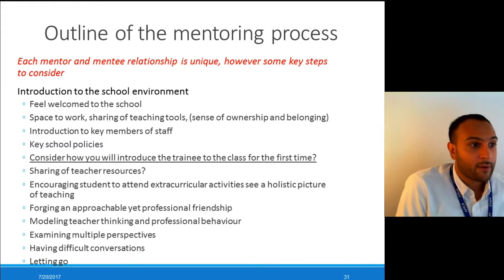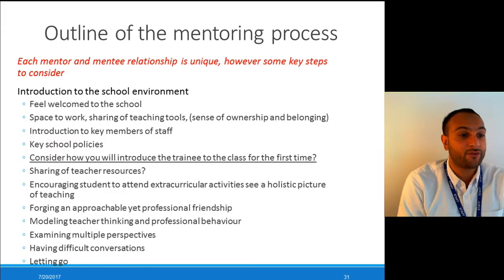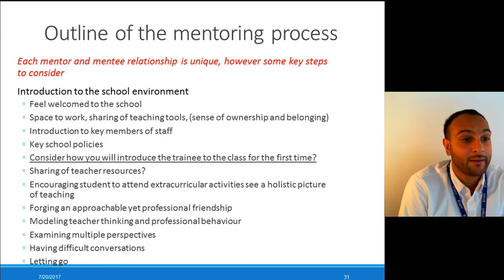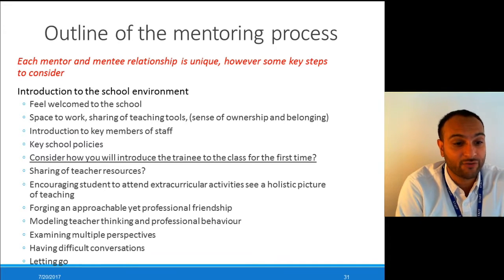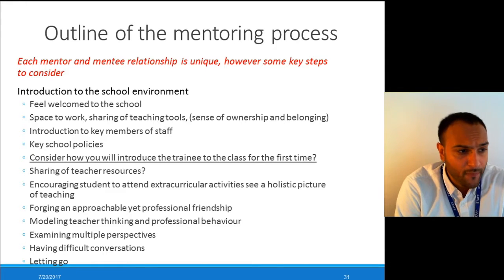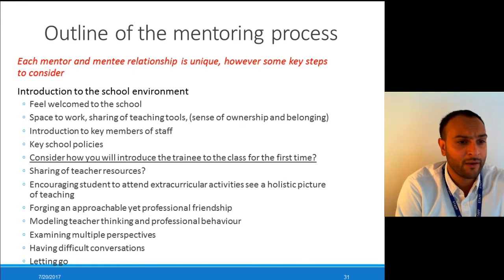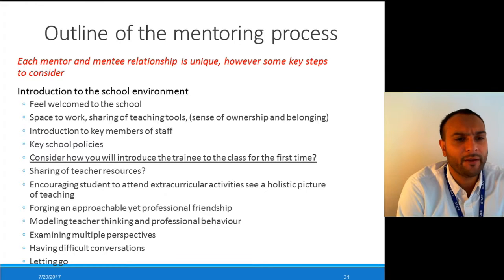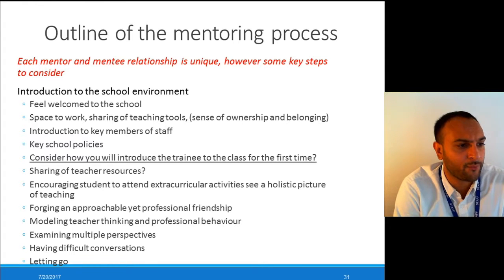Each mentor and mentee relationship is unique. However, it will have some key steps and key features that are similar throughout. The first thing you want to do in your initial meeting is make the trainee feel welcomed into the school.